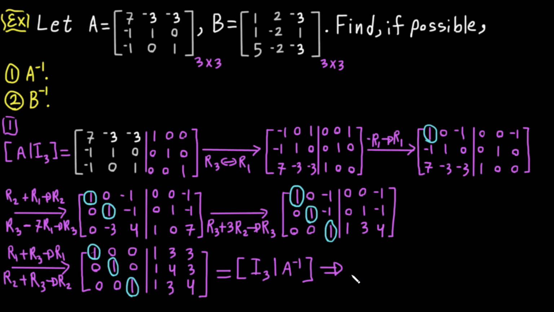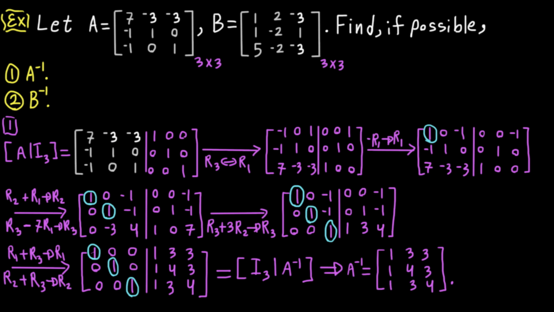Then A inverse equal 1 3 3, 1 4 3, 1 3 4. That's it. We find the inverse of this A.